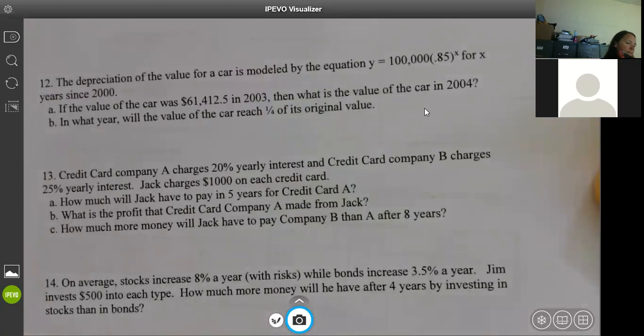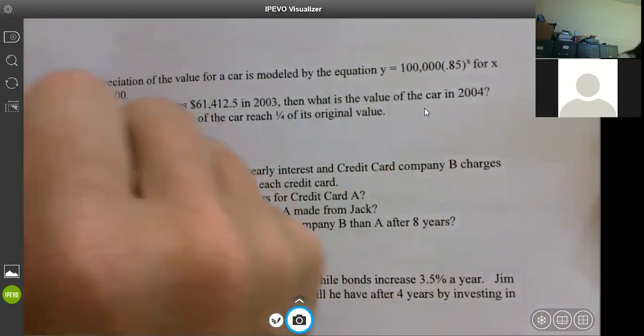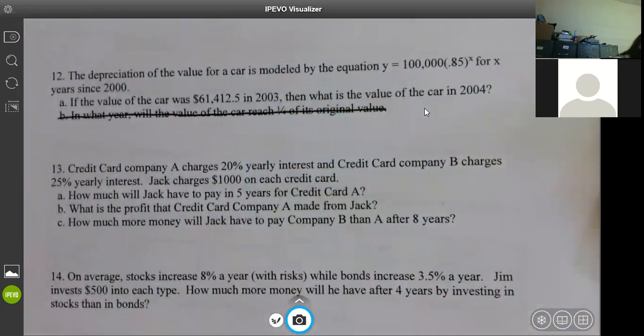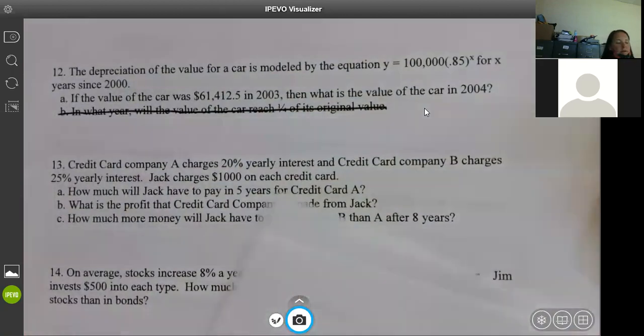On number 12, do not do B. And then 14 is like the one we did a minute ago. Okay. Do the best that you can. All right, I'm gonna stop share.